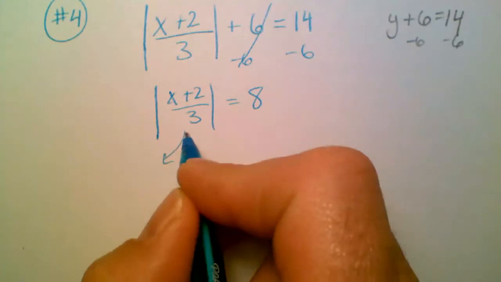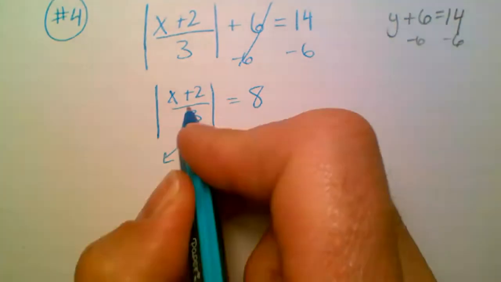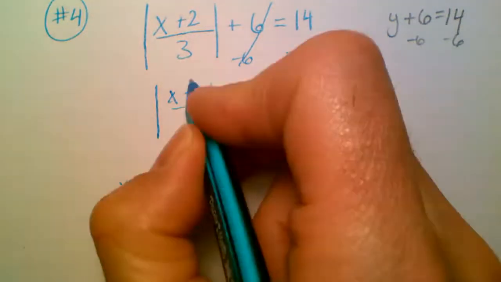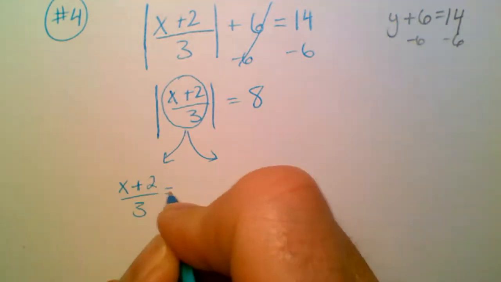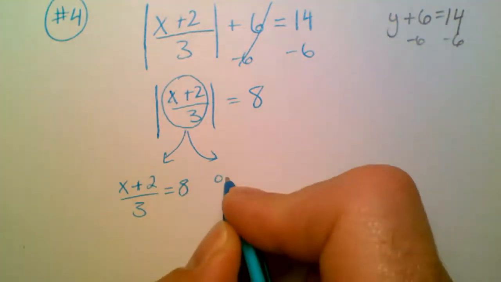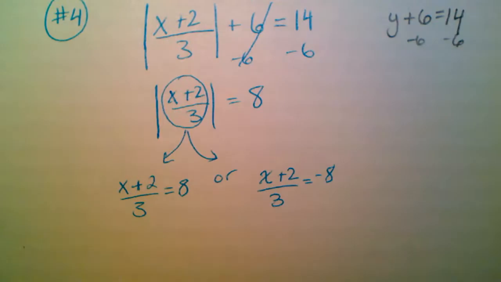So we get the split. We can't be freaking out like a deer in headlights here. We're just like, oh, what do we do? Fraction. You do the same thing. Whatever is on the inside. So x plus 2 over 3. Hey, that thing could be 8. Or x plus 2 over 3 could be negative 8. Now we just solve these.